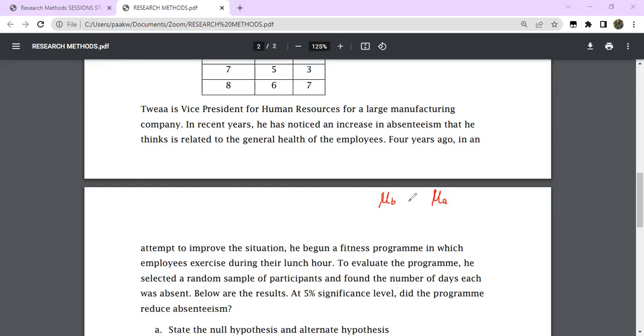Because the person is not feeling well, in an attempt to solve this situation, he began a fitness program in which employees exercise during their lunch hour. You get it? So the claim is that when you do this exercise, you lose weight. Before, they were not doing any exercises during their lunch, but after the program, they began doing those exercises during their lunch. You get it?